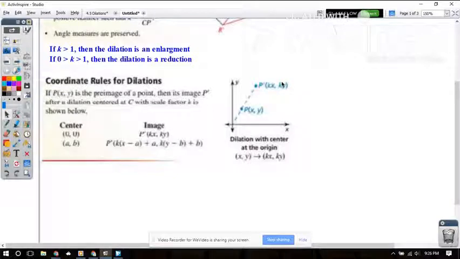That's pretty easy. If the center is not at the origin, if it's at point A, B, then your formula is quite a bit more difficult. Well, it's still pretty simple, but it's quite a few more steps. What you have instead is K times X minus A, and then you add the A back in. So same thing for Y. First you take Y, you subtract the B value, the Y value of your center, multiply by K, and then add that B value back in.